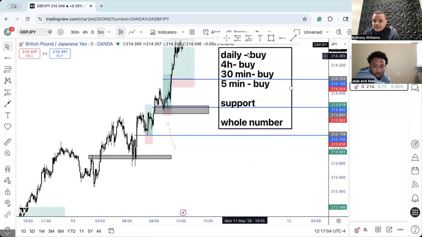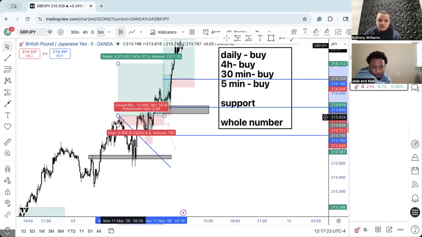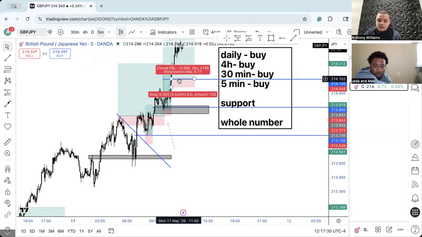Because your daily has to be in buys, your 4 hour has to be in buys, your 30-minute has to be in buys. And since you want to do 5 minutes, that has to be in buys. If you take a buy on the 5 minute, which a lot of people do, they get chopped up and you're in sales and you took a buy up here, just understand why you're going to take a loss on that trade. And you're going to keep taking a loss if you're in a selling market. You have to be in a buying market.